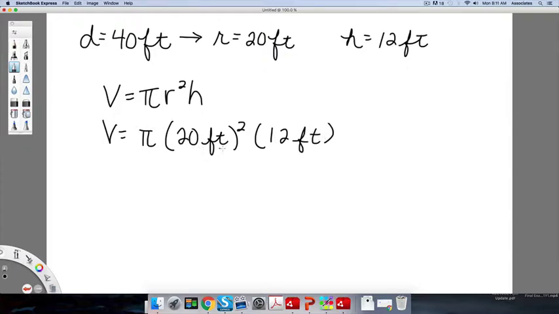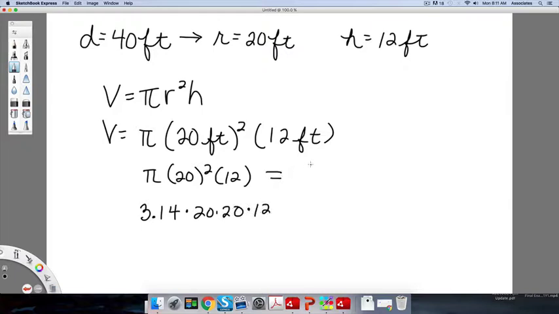So in your calculator, you can push this in if you have exponents, parentheses, and a pi key. If you don't, you can push in 3.14 times 20 times 20 times 12. And when I push this in, I got 15,079.64. And again, feet times feet times feet give me feet to the third power. And remember, you will lose points if you do not put in the labels on the answer. All right, so pause the video if you need to, and I'll meet you back here in a minute.